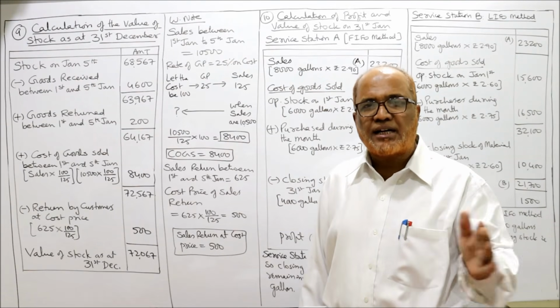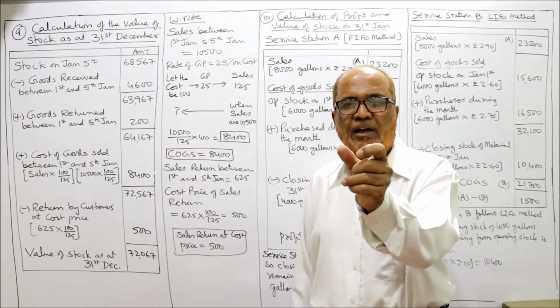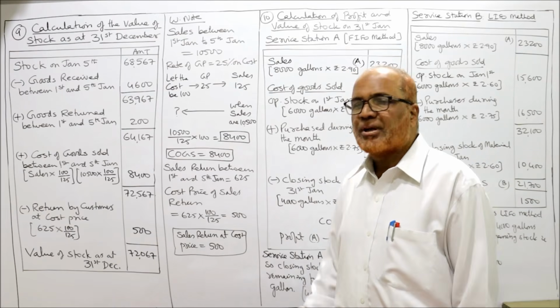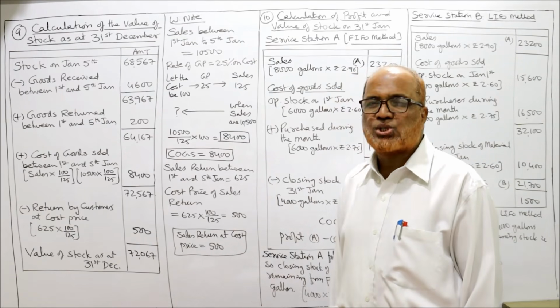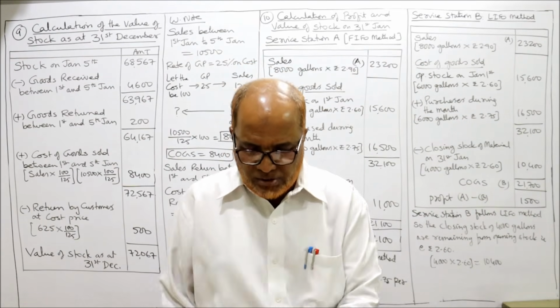So we have returned back the stock from 5th January. We have calculated what would be the stock on 31st December. 72,067. This is the end of problem number 9. Now see the problem number 10.